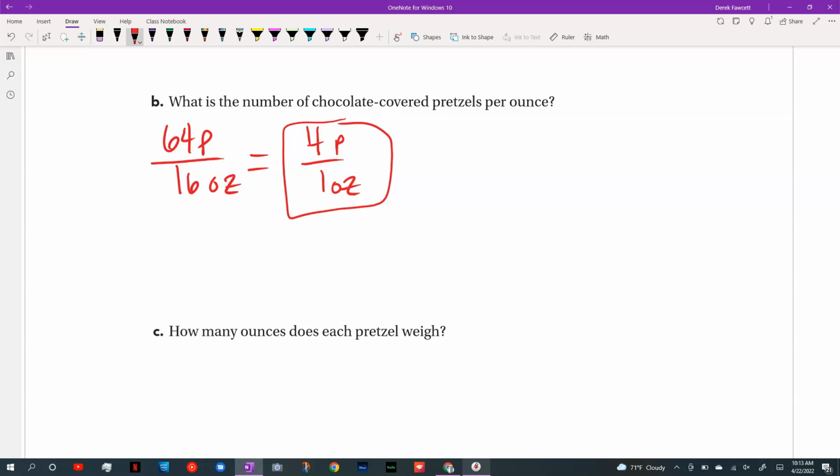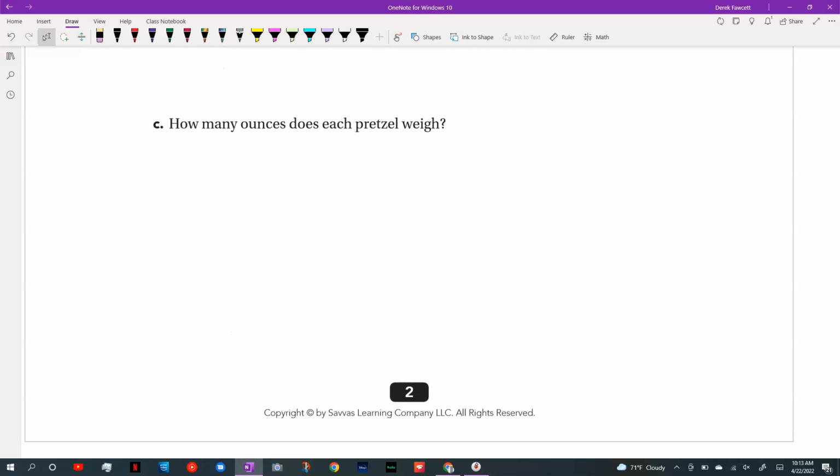Or those points. And then how many ounces does each pretzel weigh? If 4 pretzels weigh 1 ounce, then each pretzel is going to weigh 1/4 of an ounce. So each pretzel weighs 1/4 of an ounce. Okay, questions on any of those? All right, next page.